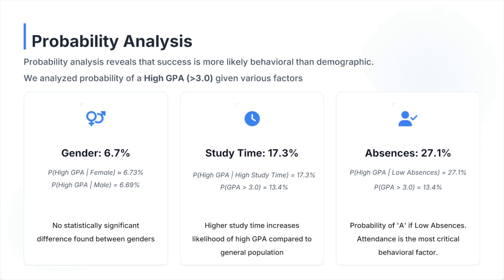Again, using median split to define high and low absences, we tested the probability of a student with a high GPA and low absences, which is found to be 27.1%. Low absences appear to be one of the strongest predictors of strong academic outcomes. Students with good attendance are twice as likely to achieve a high GPA compared to the general population.